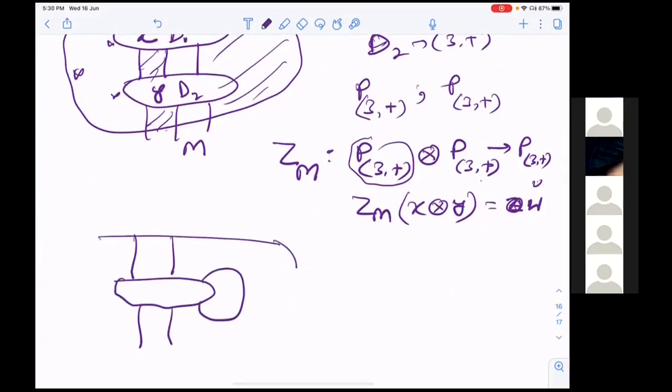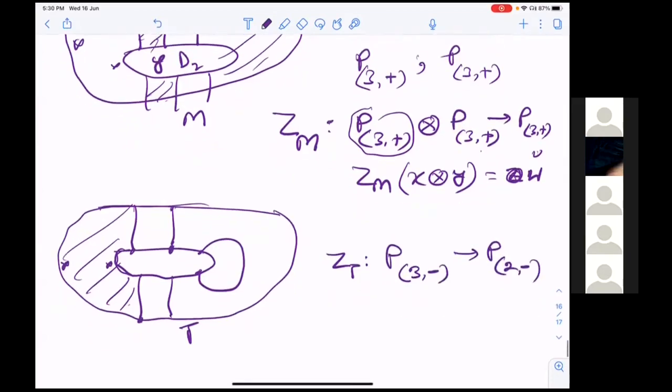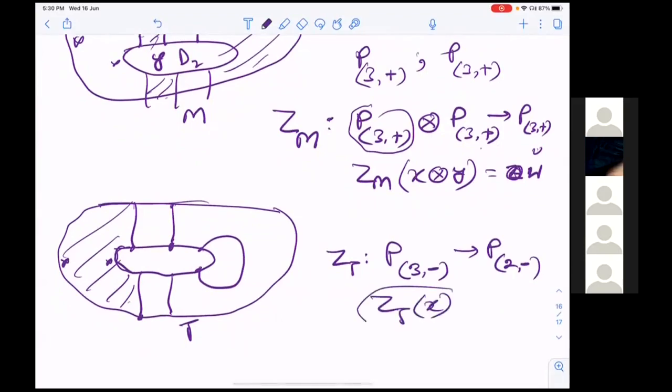Okay, another example where these are not the same. Take this example. This is the external disk, this is the internal. Now this tangle T will be a map from where to where? The color of this is 3 minus, and the color of the external disk is 2 minus, because there are 4 marked points. So it should be a map from P_{3,-} to P_{2,-}. So if you put an input X here, Z_T of X will lie in P_{2,-}. So we will get an element in P_{2,-}.